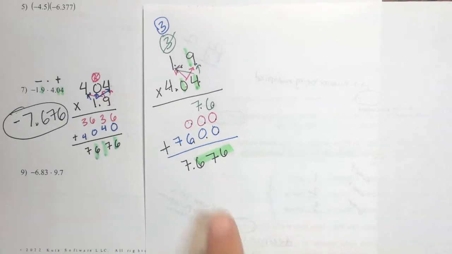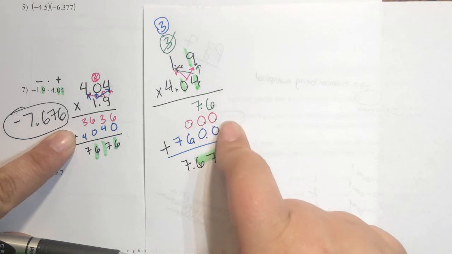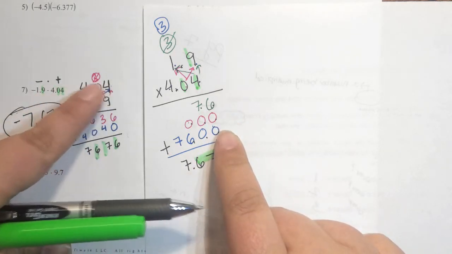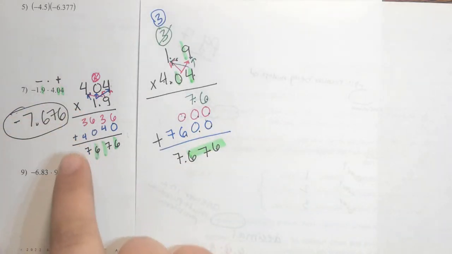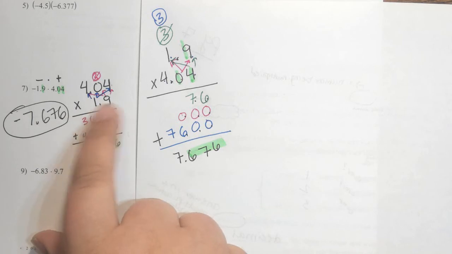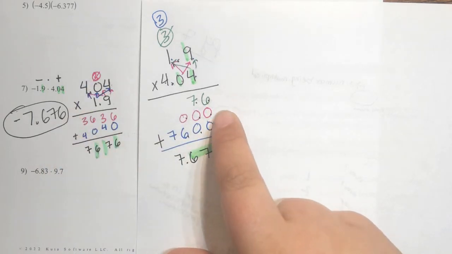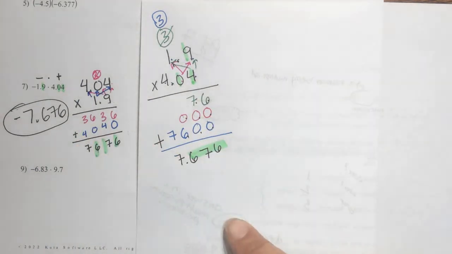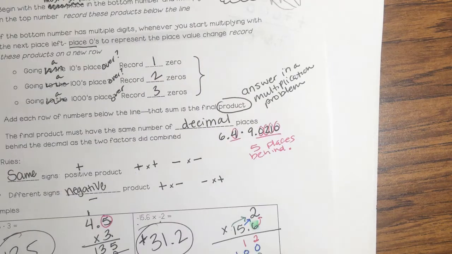The difference here is this has 2 rows of numbers and this has 3 rows of numbers. If you put the number that has more place values on top, you'll have less rows of numbers to add. If you put the shorter number on top, less place values on top, then the numbers that you're going to have to add might be smaller, but there's going to be more of them. So just a personal preference type thing.